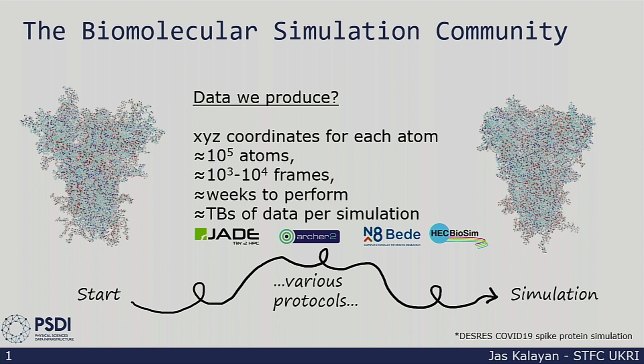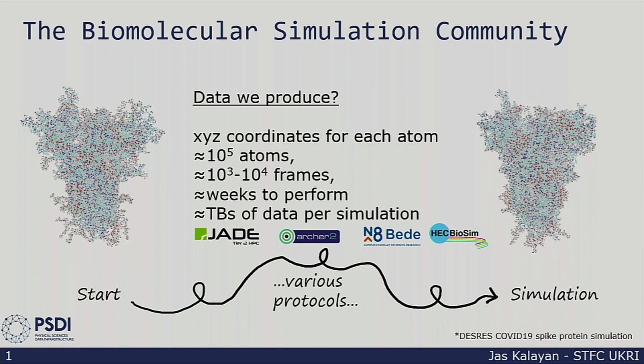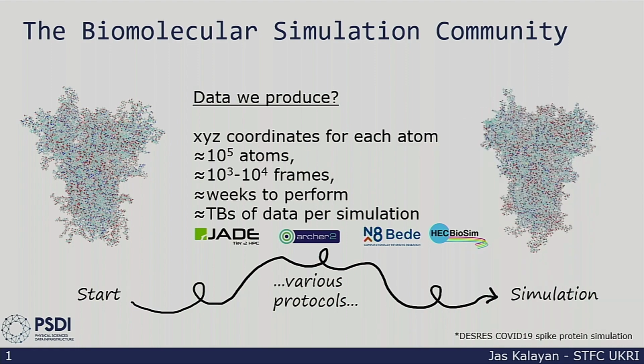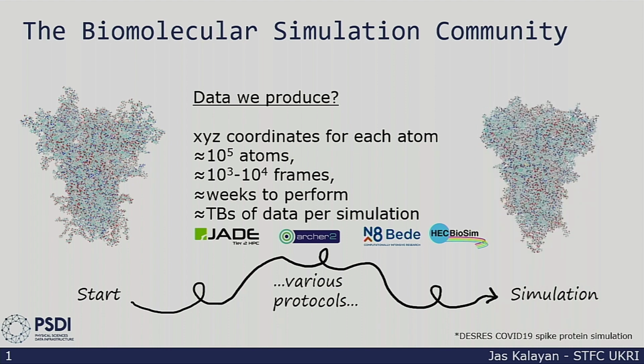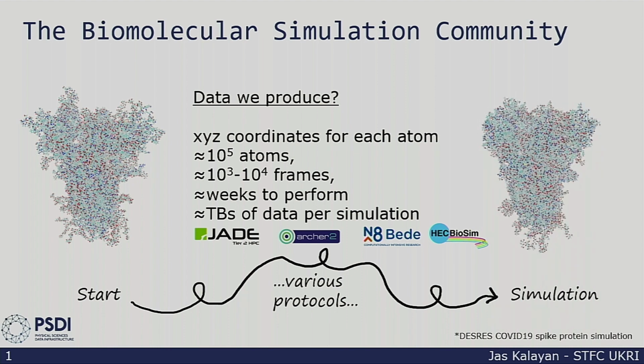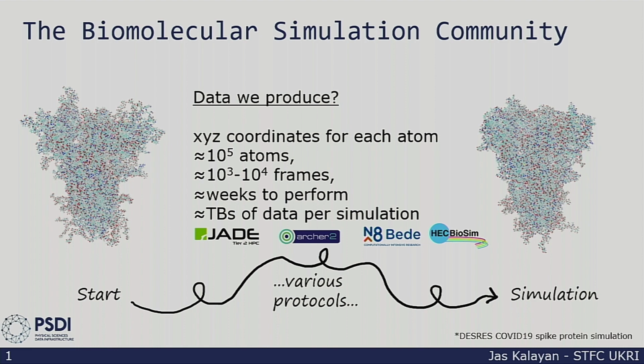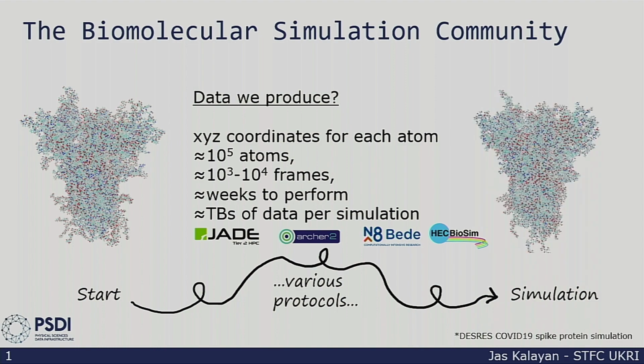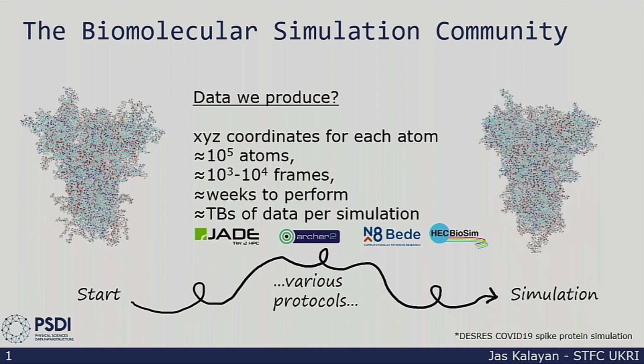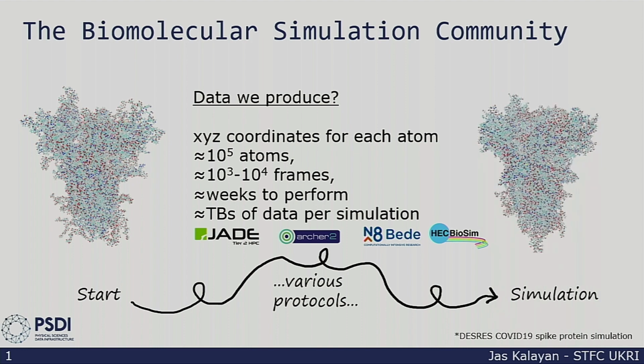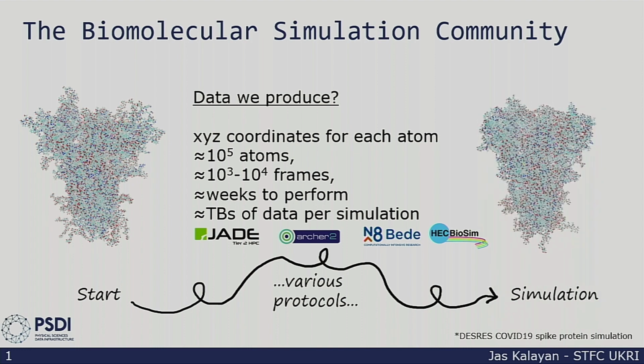When we perform simulations in our community, we will usually start off with a static structure of a protein, usually from a database available online, like the Protein Data Bank, and then we will perform simulations to sample the interactions and the dynamics of the atoms in these systems. And we want to be able to look at biological functions at atomistic scales when we analyze our simulations. So we produce these trajectories of atoms.